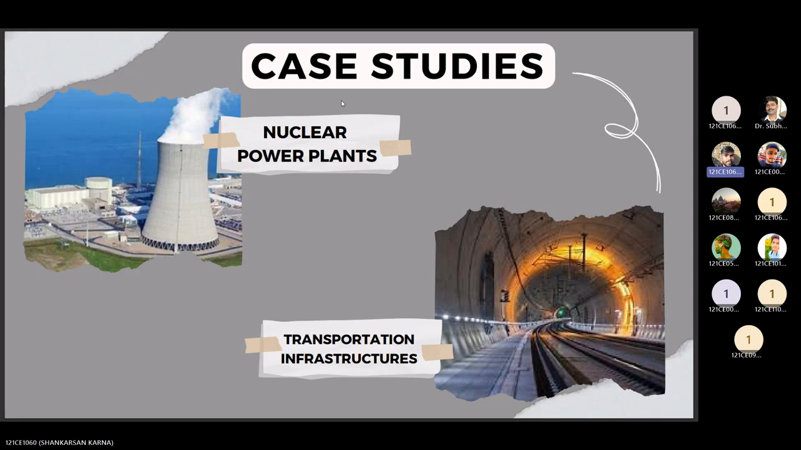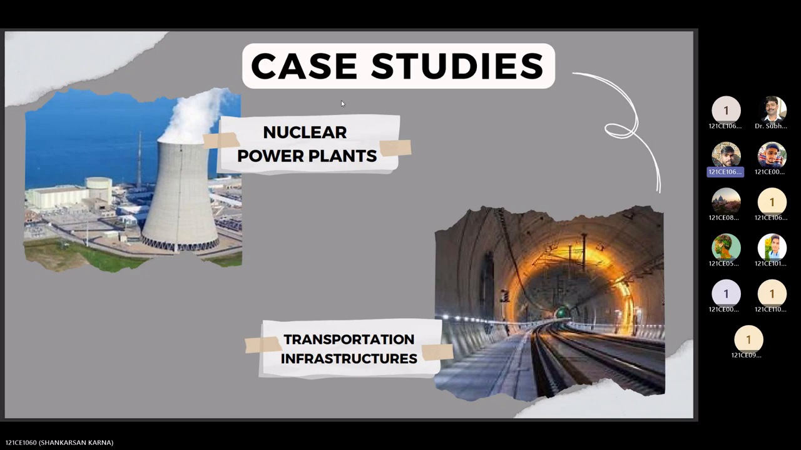Therefore, concrete formulations with low porosity and higher density aggregate are preferred to minimize radiation-induced damage. Concrete structures in nuclear power plants are often exposed to aggressive chemical environments, including high alkalinity, chloride ingress, and sulfate attack. Next case study is transportation infrastructure.